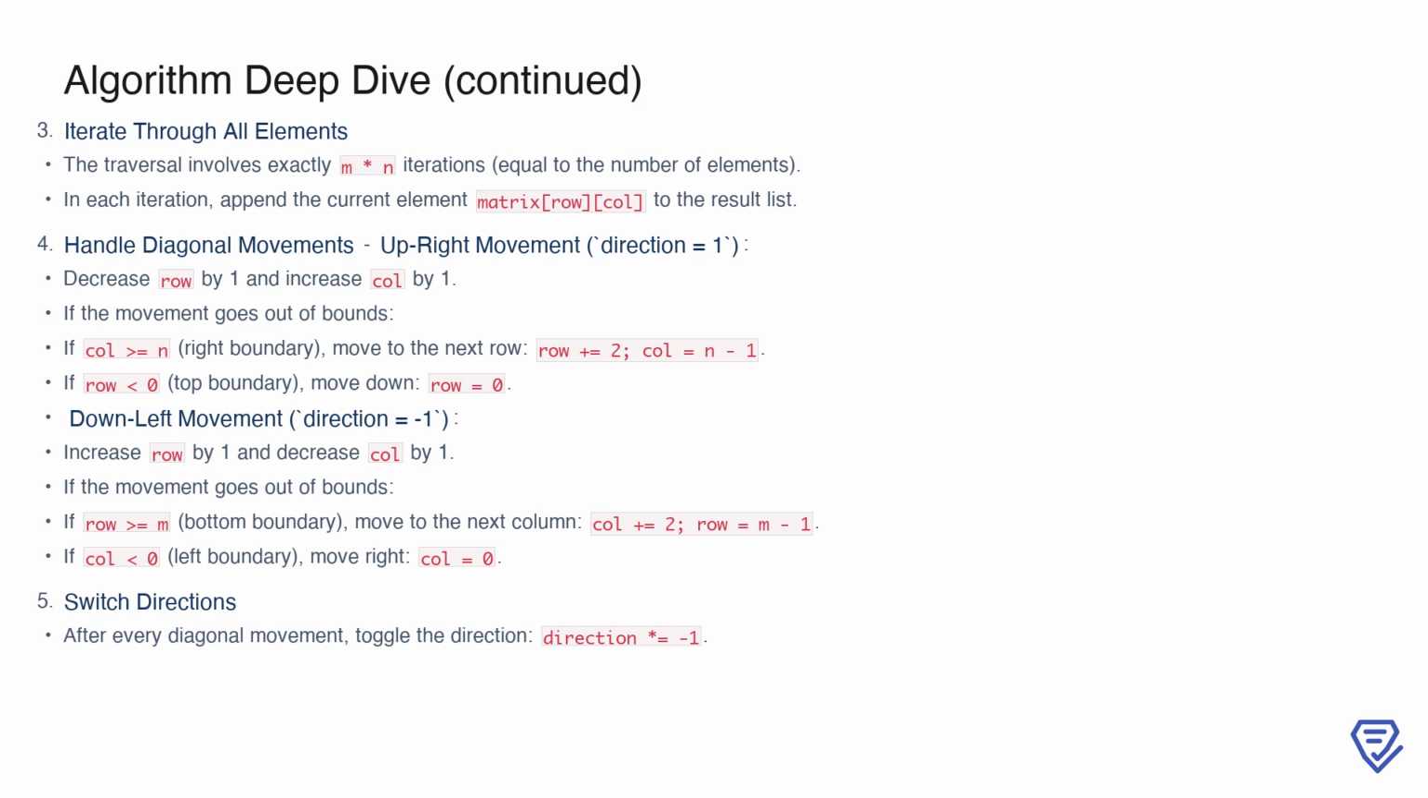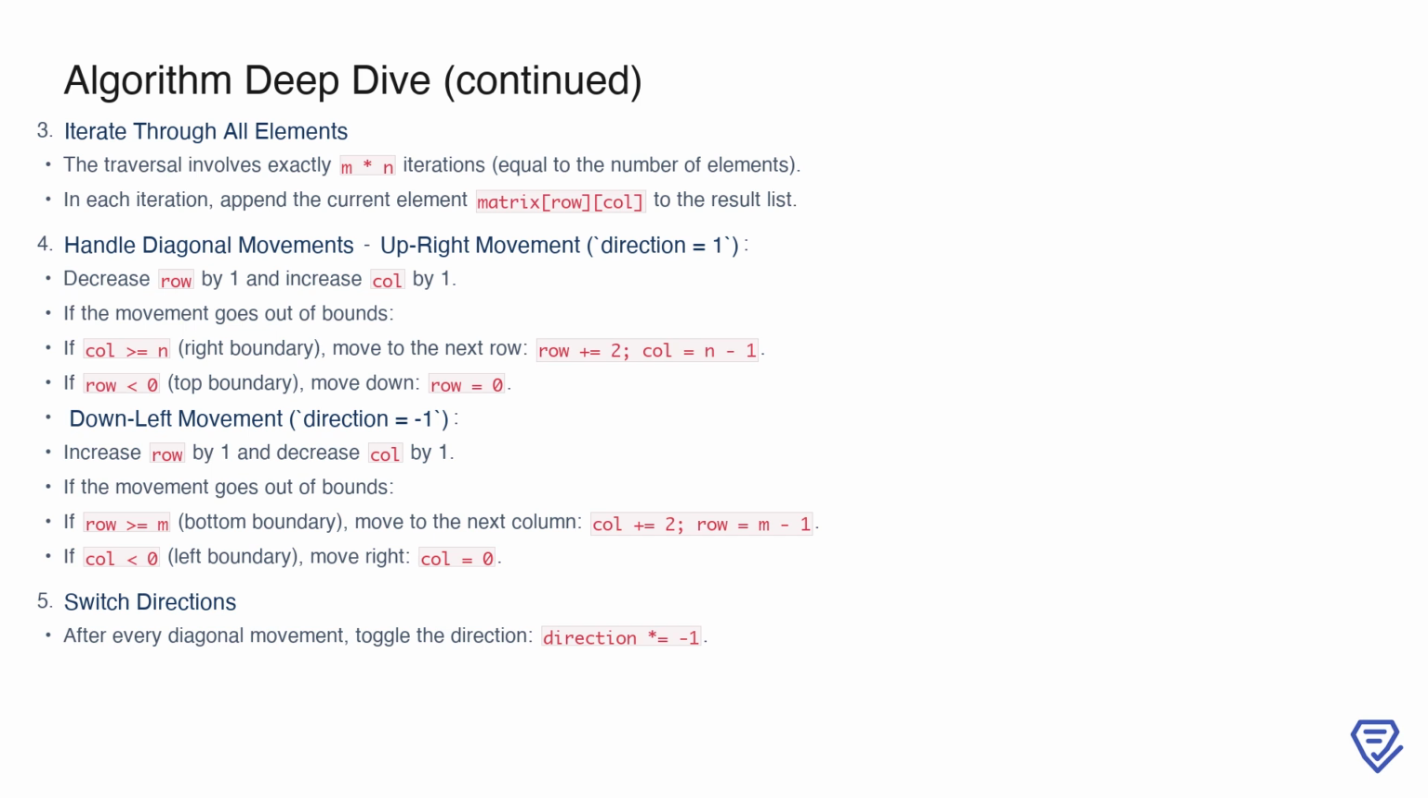Similarly, for a down-left movement, we increase the row index by 1 and decrease the column index by 1. Here too, we need to adjust for boundary conditions. If we hit the bottom boundary, we move to the start of the next diagonal by increasing the column by 2 and setting the row to the last valid index. If we hit the left boundary, we move to the first column.